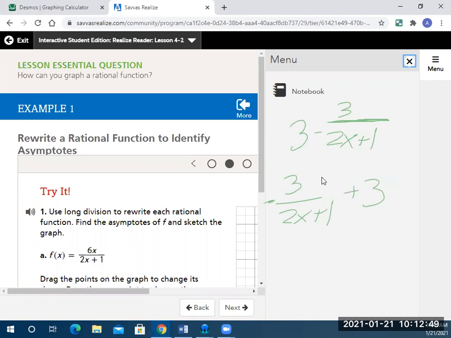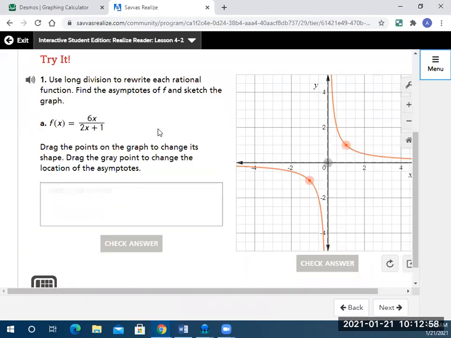So for this function, what is my domain in this new function?